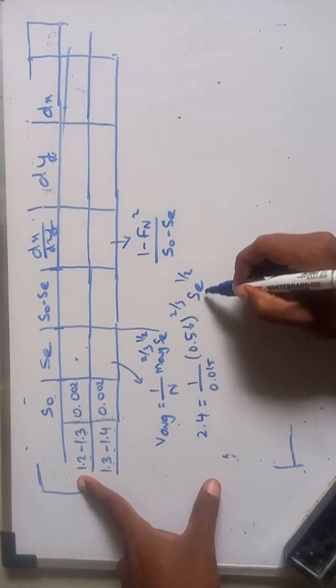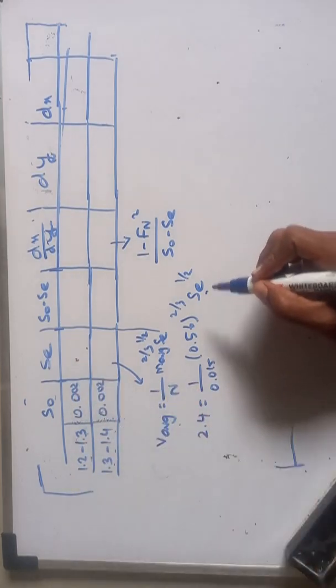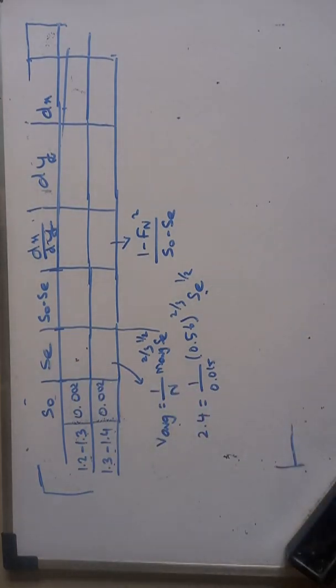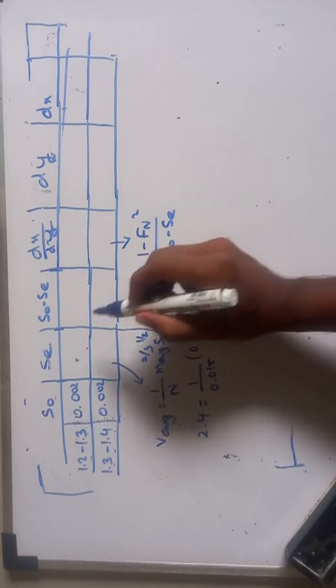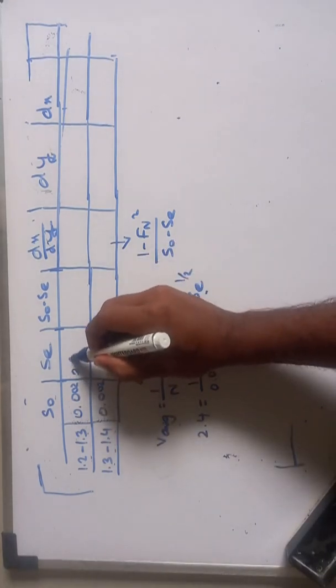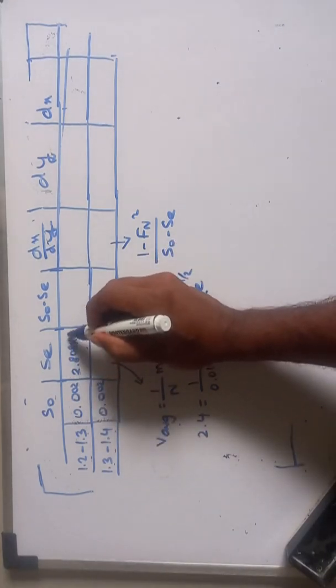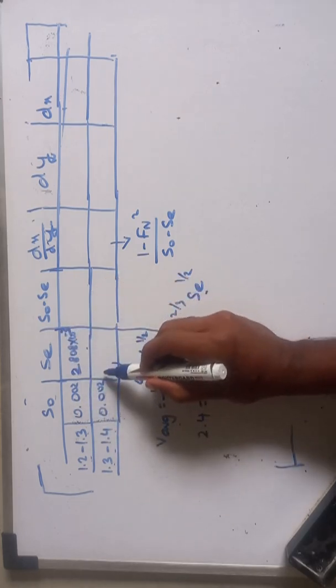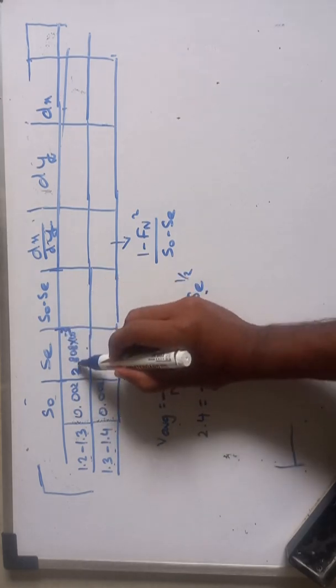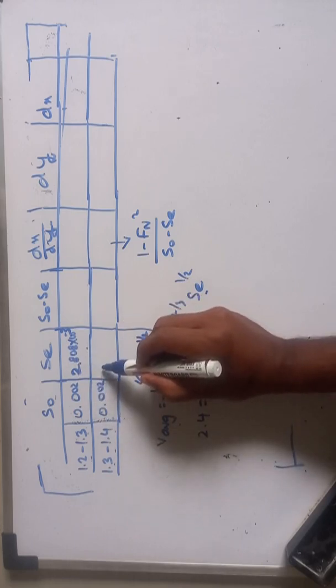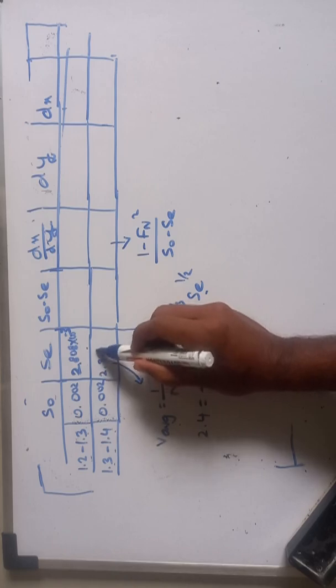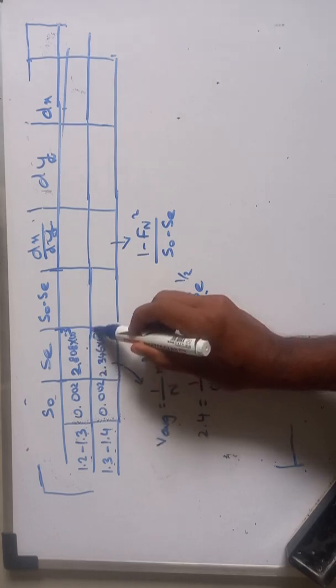If I calculate this SE, that SE value for this section is equal to 2.808 into 10 power minus 3. Like that, for this case it is 2.346 into 10 power minus 3.